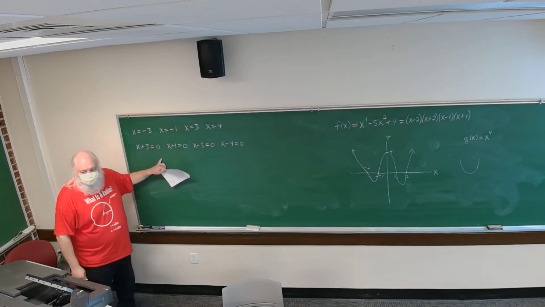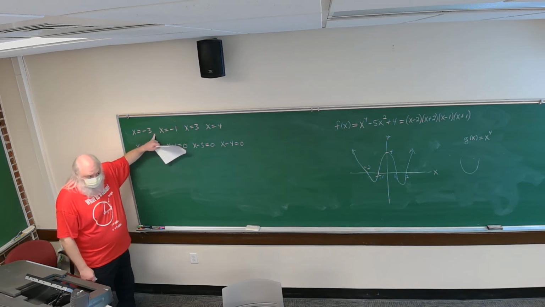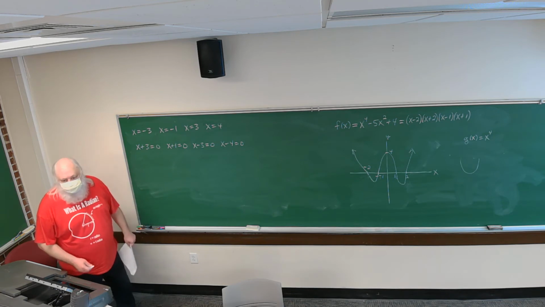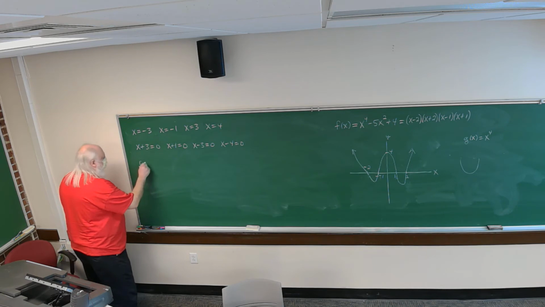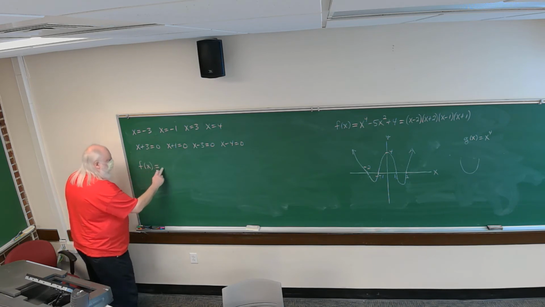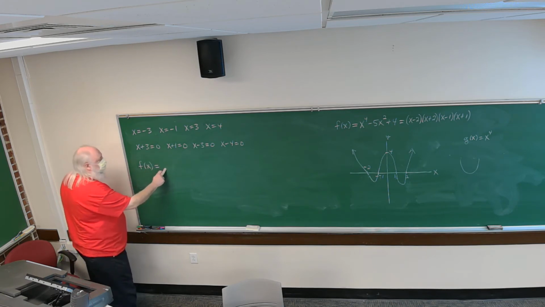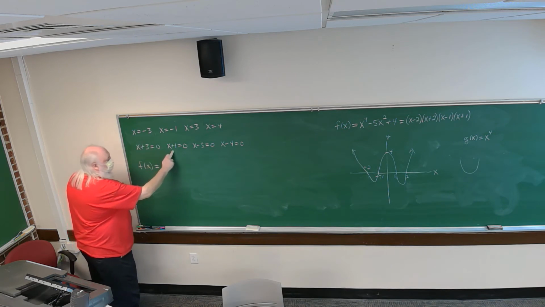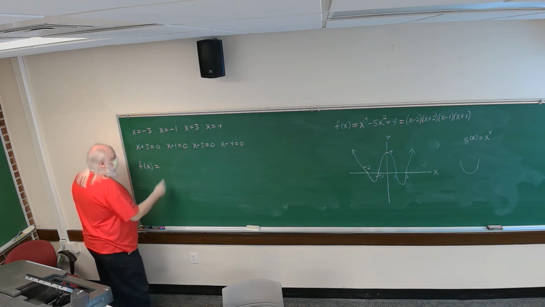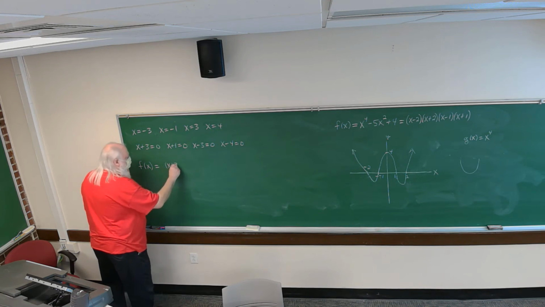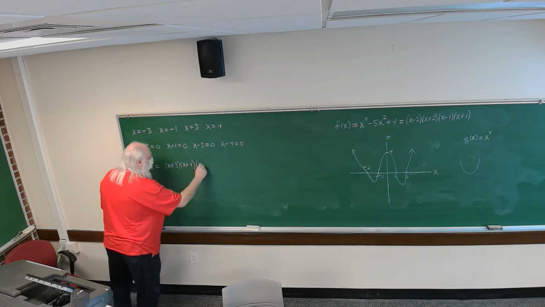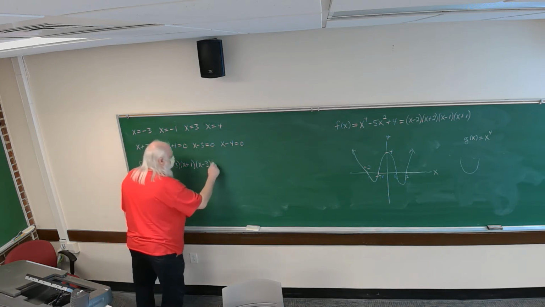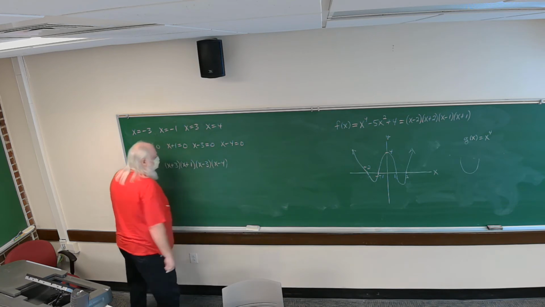Usually we factor the polynomial and then find the x-intercepts. Here we're finding the x-intercepts and now we're factoring the polynomial. Okay? So f of x, the polynomial, I'm going to leave a space out here in front, can be written as a product of these four factors. x plus 3 times x plus 1 times x minus 3 times x minus 4.